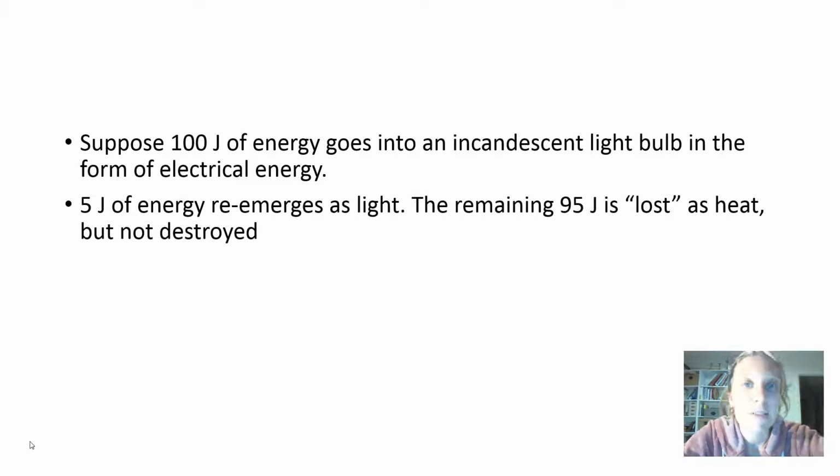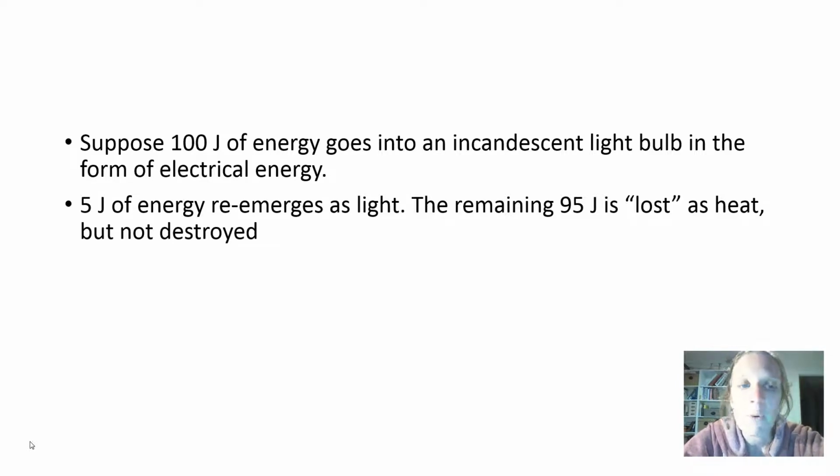Let's say, for the sake of argument, and actually it's not a bad approximation, about 5 joules of energy re-emerges as light. The remaining 95 joules of energy is not destroyed, but it is lost as heat. So of the 100 joules that goes in, 5 joules becomes light and 95 joules becomes heat.